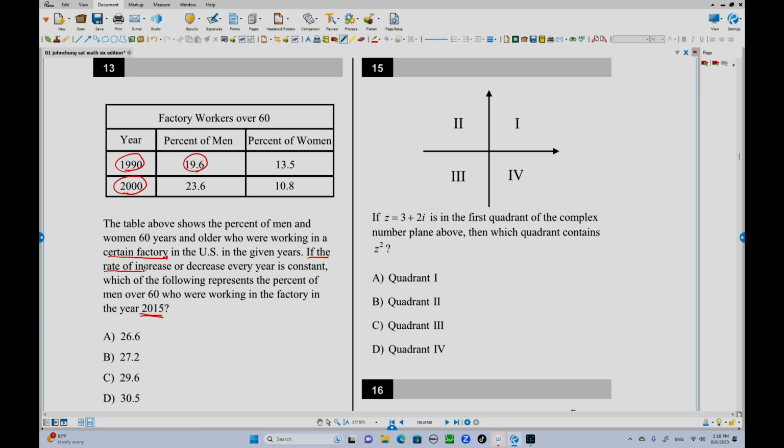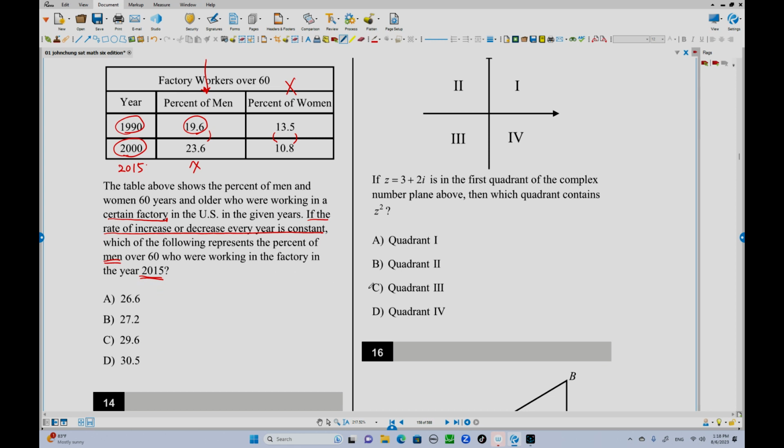If the rate of increase or decrease every year is constant, this increases at the same rate, this decreases at the same rate. But we are talking about men over 60 only, we don't care about this one. So they increased at the same rate to 2015. How much percent over here? We're going to find the value of x. This is also linear. You can use constant slope.